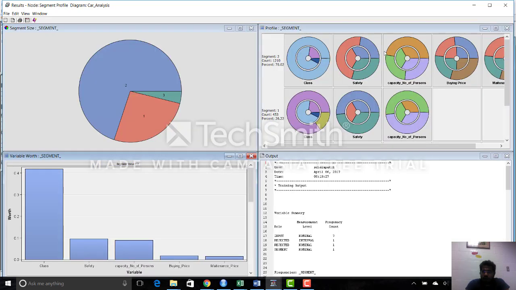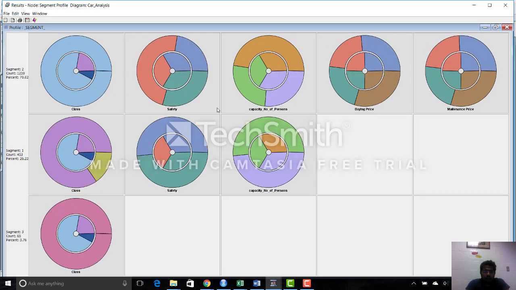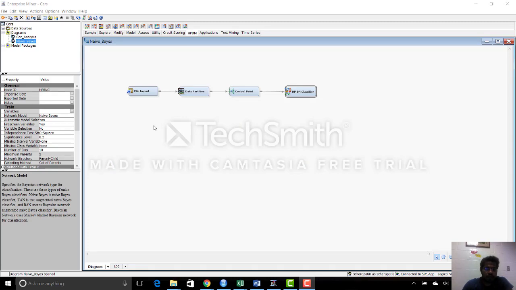Now let us look at the profile of the segments. Here you can see that the profile has been generated for all the 3 clusters. The inner circle explains about the net distribution of variables, and the outer circle explains about the distribution of variables for that particular segment. Now let us move on to the Naive-Bayes algorithm.